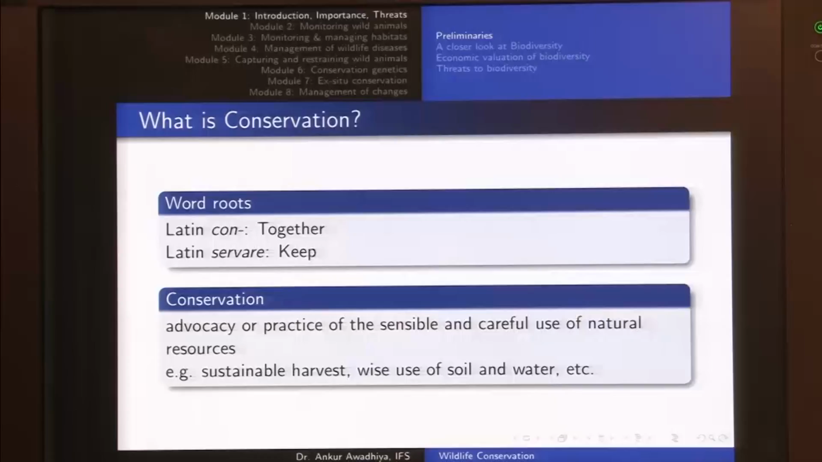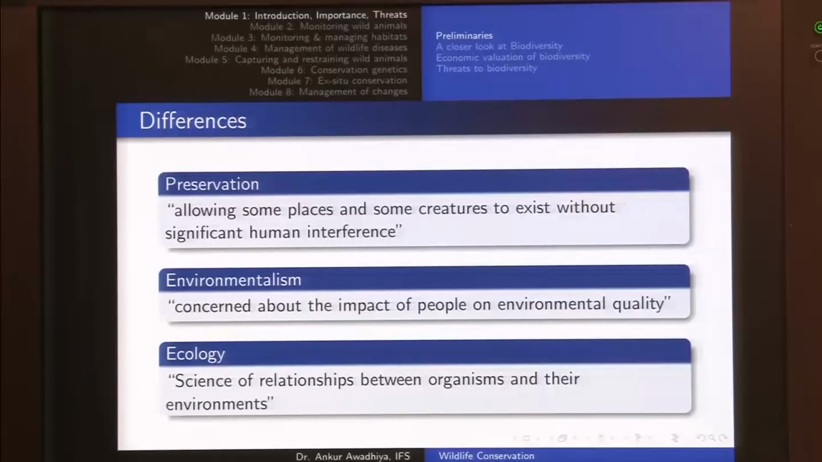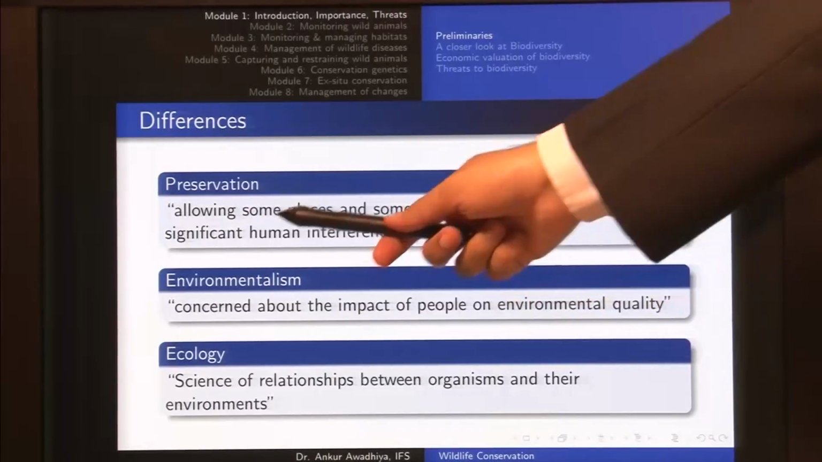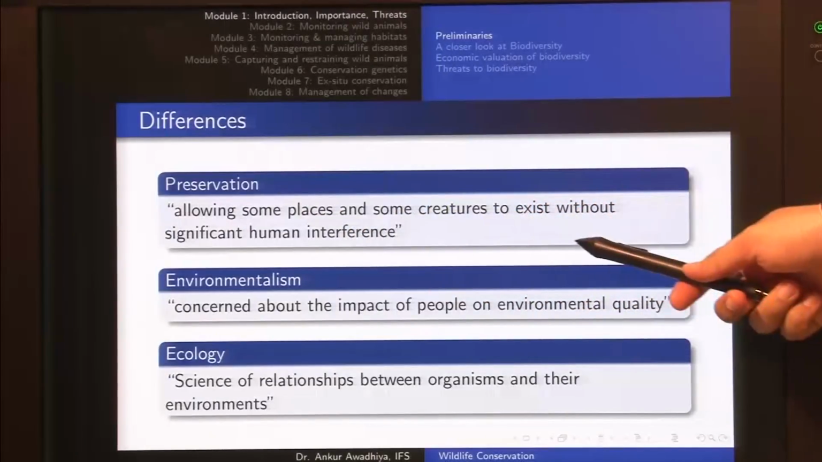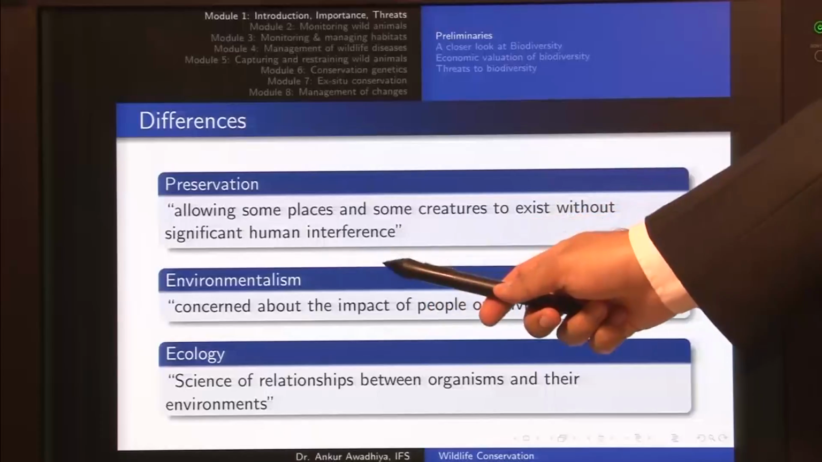Now, conservation is normally confused with a number of other terms, but there are differences. When we say wildlife conservation and if we say wildlife preservation, will they be one and the same thing, or is conservation the same as environmentalism or ecology? The answer is no. Preservation is allowing some places and some creatures to exist without significant human interference.